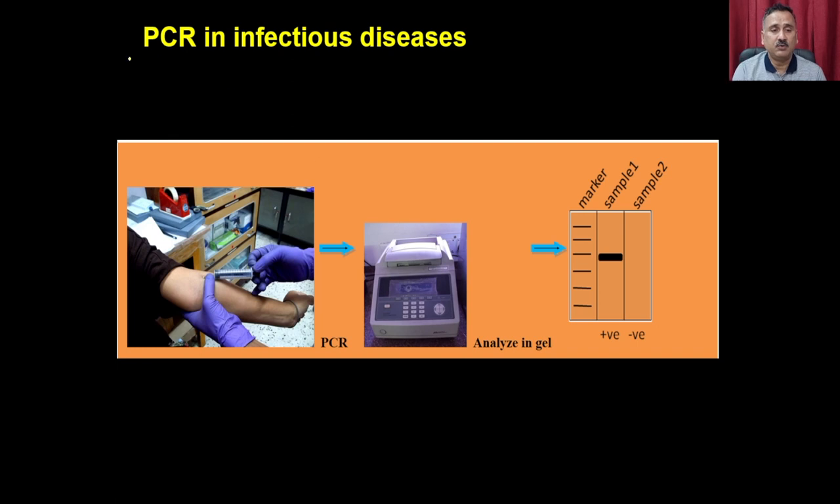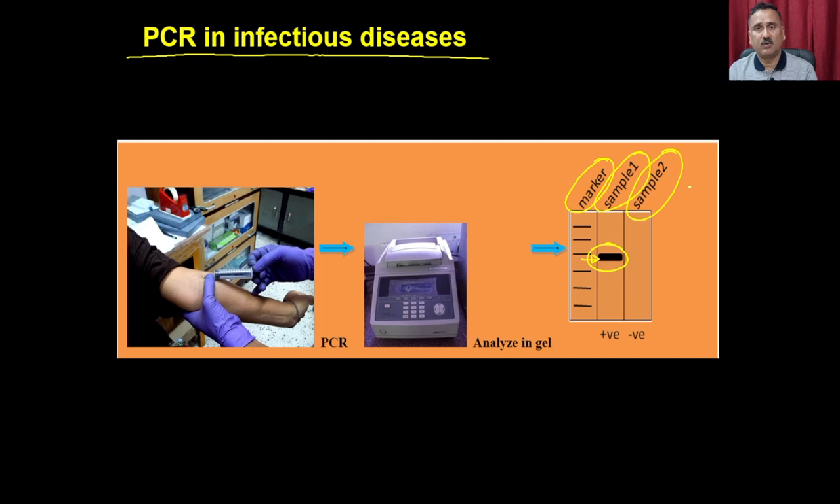And how you're going to do the infection detection by PCR: you're going to draw the blood of the patient, and then perform the PCR with the primer designed for the target gene, and then analyze it on an agarose gel along with a marker. It will show whether the product is formed, and if so, you say that this particular sample is contaminated with this particular infectious disease, whereas you also run a control sample from a healthy individual.